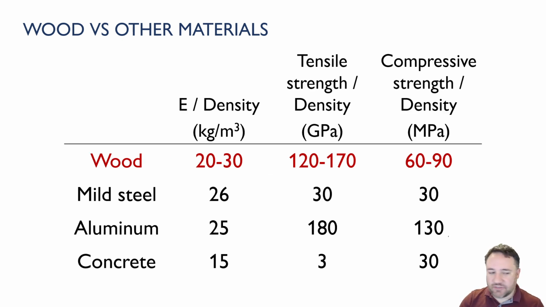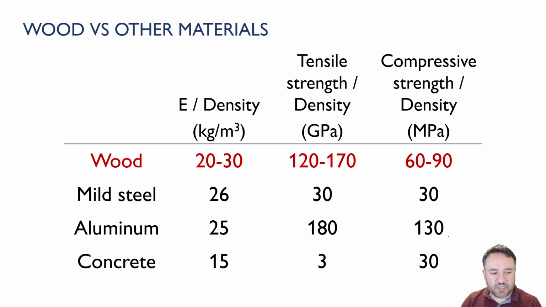Well, the reason is that if we look at it from a point of view of strength versus weight, then wood suddenly becomes very competitive because it has very high strength to weight ratios. For example, if we look at tensile strength divided by density, you can see that it has strengths that are much higher than steel and close to that of aluminum per unit weight. And same for compressive strength. It's much stronger than steel or concrete as a function of its density. So it has a very high strength to weight ratio.